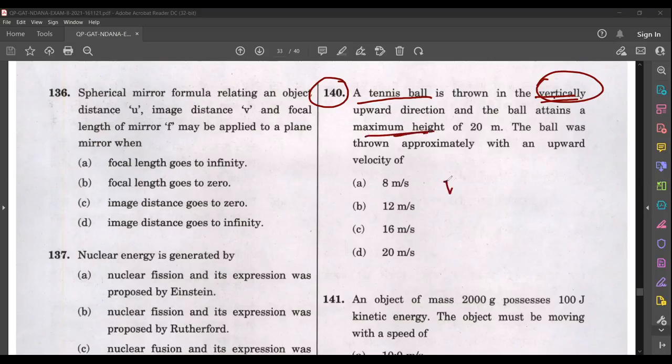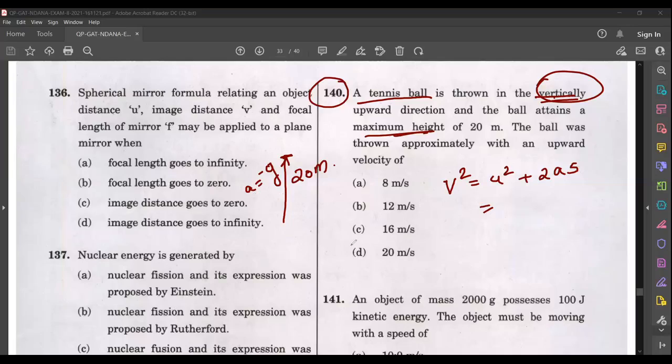So if you go for the equation V square is equal to U square plus 2AS, where V is final velocity, U is initial velocity, A is acceleration, S is distance. Here the ball is thrown upward and it reaches a maximum height of 20 meters, so S here is H. Now it is thrown upward, so acceleration is minus g, where g is acceleration due to gravity. Because when something is thrown upward, the acceleration acting will be acceleration due to gravity. So A is equal to minus g.